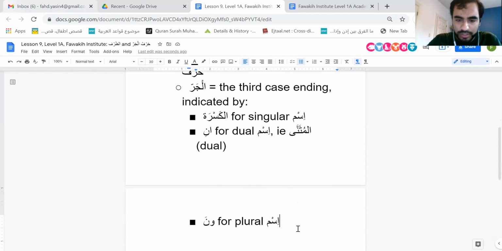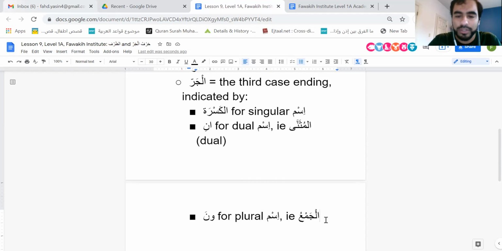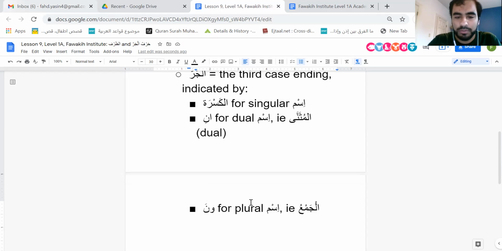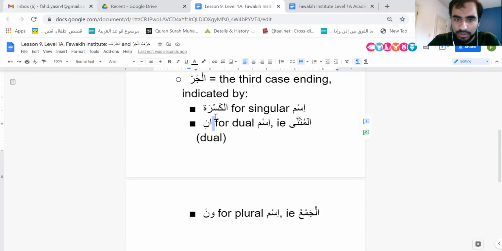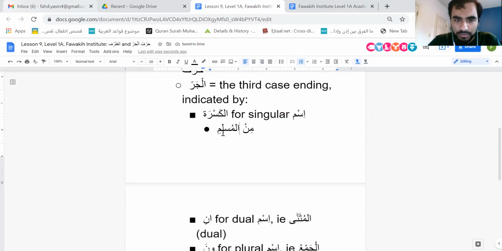And then plural, which you definitely should know by now, is al-jam'u. The ending doesn't matter, you can just say jam'a, but the point is that's the word for plural, something being plural. So, kasra for a singular ism. For an example, if we said al-muslimi, in order for this to happen we would have some kind of harf jar, and I know you guys have learned some of them. So for example, min al-muslimi.